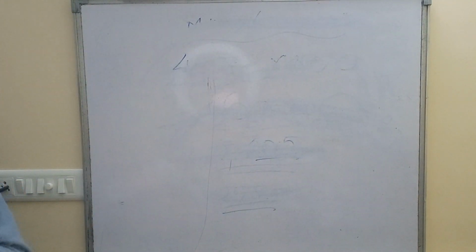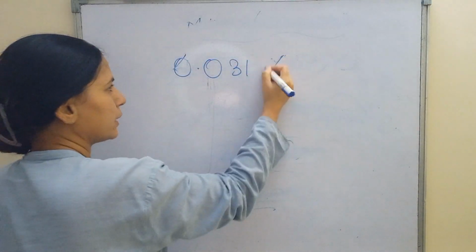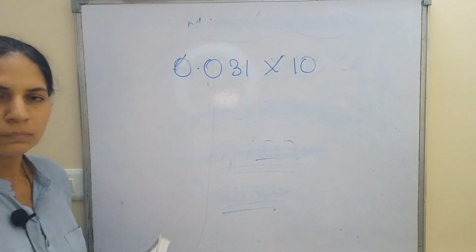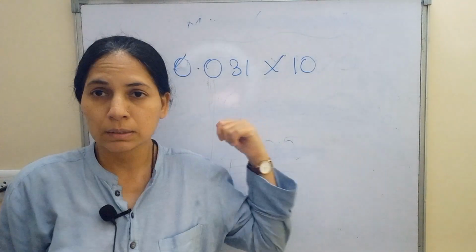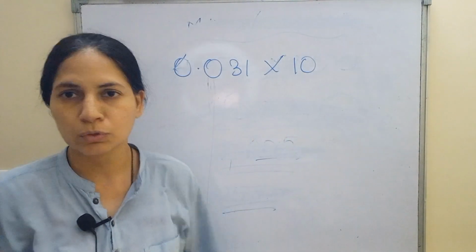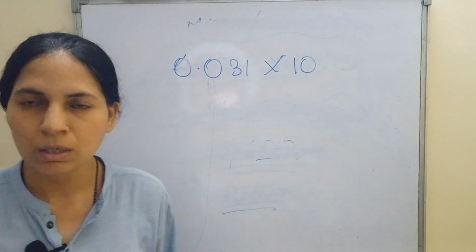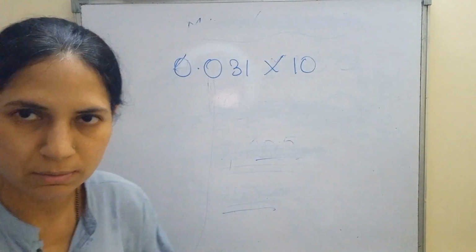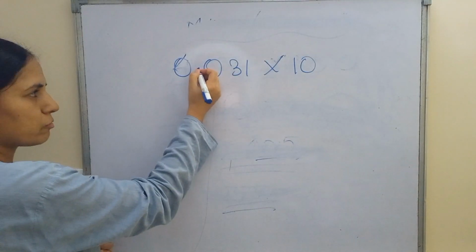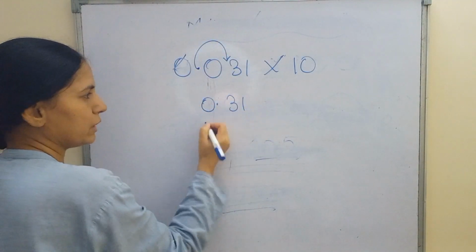Next sum is 0.031 into 10. By the way, students, these sums are very much in demand. My students told me to make a video on this, so I am making it. They are finding it very confusing. Hope this video is helpful for you as well. So this will give 1 jump. So this will become 0.31.